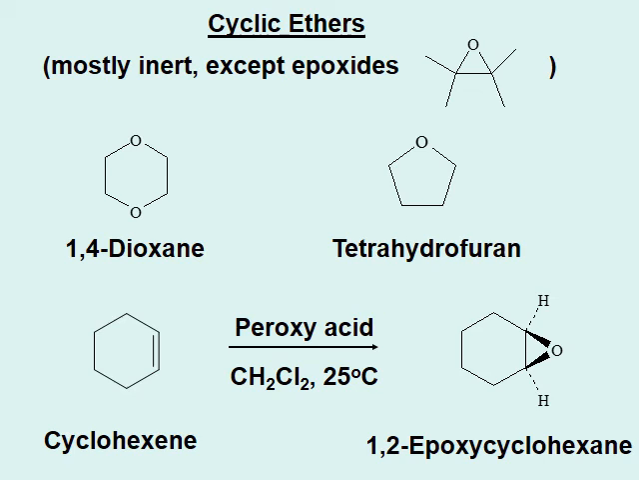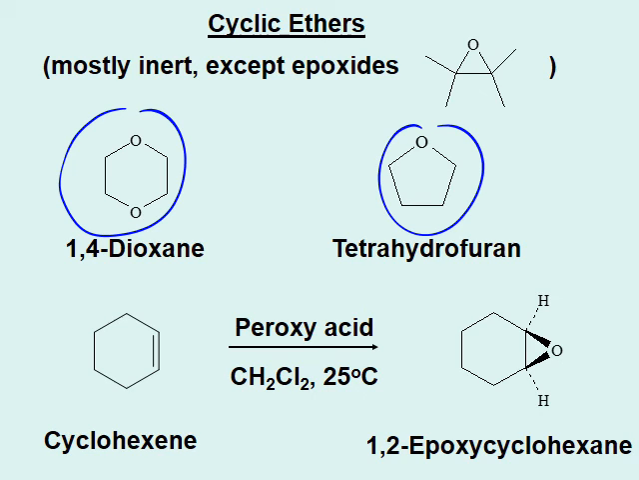Now these are the reactions. These are basically showing you cyclic ethers. One is dioxane, having oxygen as part of the ring structure, and tetrahydrofuran, a 5-membered ring with oxygen. And how can we make it? If you begin with cyclohexene and react with peroxy acid, you can get something like this. It's not terribly important for the exam.